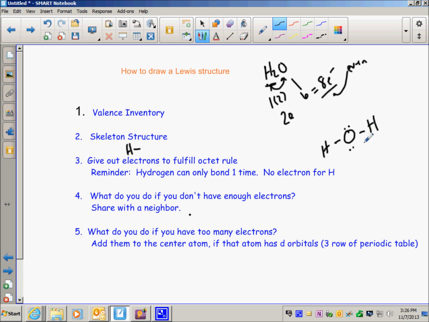Turns out that the hydrogens, of course, after bonding are fulfilled, and the hydrogen on this side after bonding is fulfilled, so everything is full. I am done with my Lewis structure. I have 2 bonded pairs and 2 non-bonded pairs.